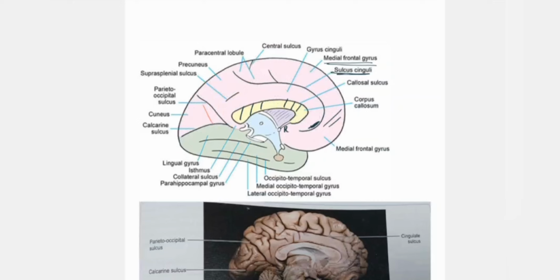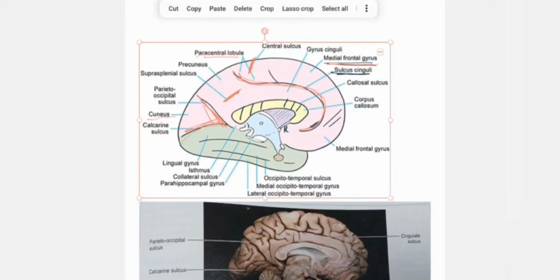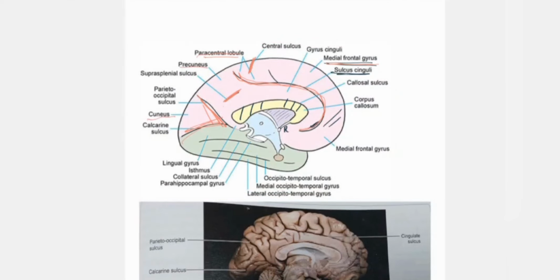So the important sulci and gyri present in the medial aspect are, first, the cingulate sulcus, then the central sulcus, which forms the paracentral lobule, and in the front it is the medial frontal gyrus. Then behind there is the suprasplenial sulcus, the parieto-occipital and calcarine sulcus. They form three areas, that is the cuneus, precuneus as well as this isthmus portion. These are the important sulci and gyri present in the medial aspect.